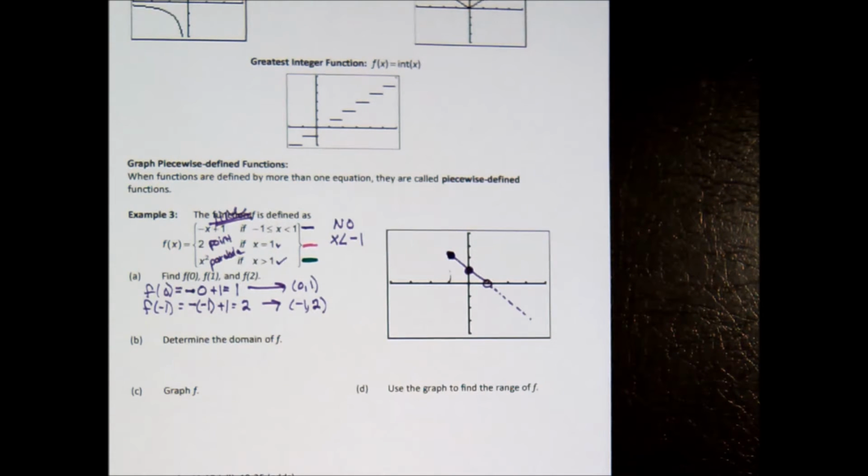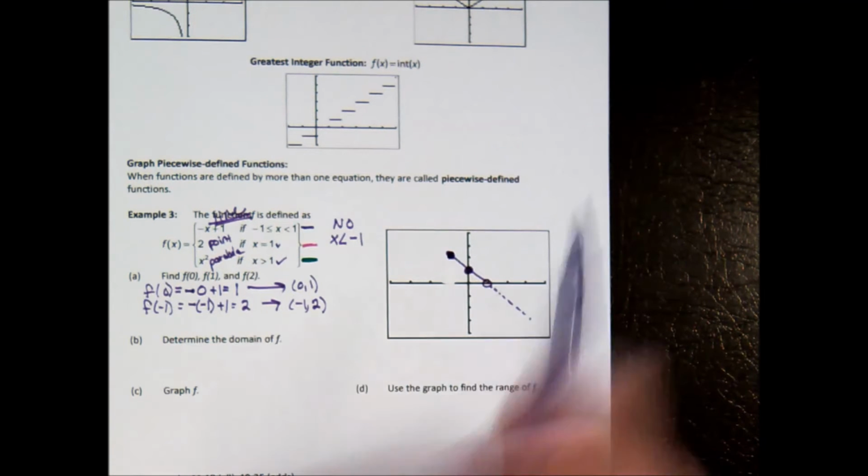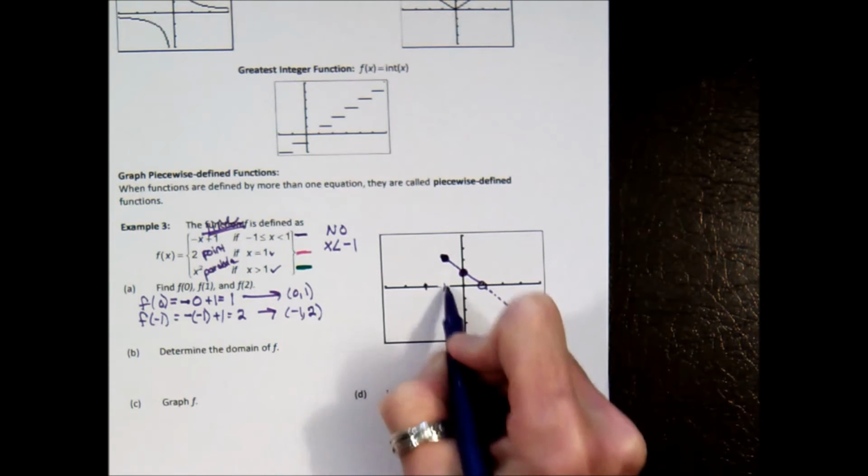So you really are having to do some analysis here. By the way, this is a stray mark. I didn't mean to do that. That's just the mark where x is negative 1.